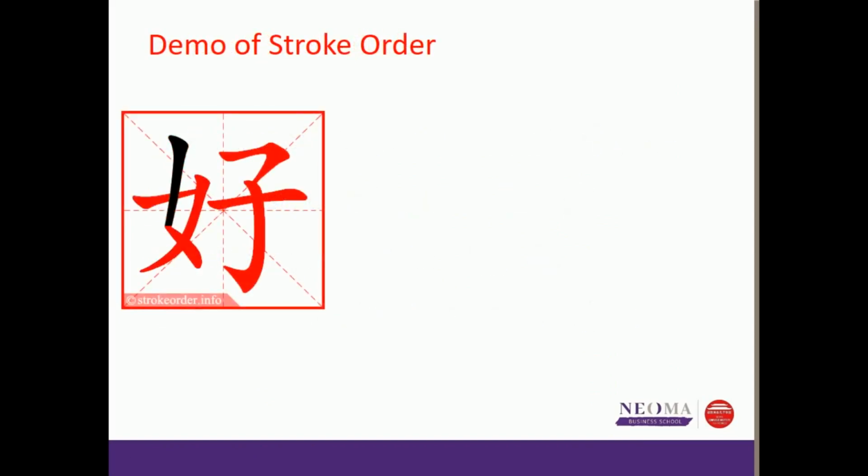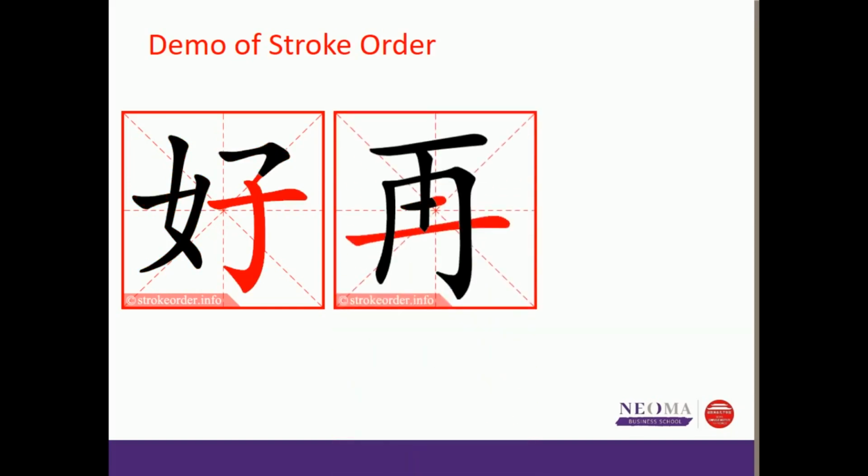Now I'm showing you some demo of the stroke order. As you can see, it started from top to bottom, and then finished the left part, then the right part. This is 好, meaning good. And then this one, horizontal first, then vertical, then horizontal vertical hook, top to bottom.